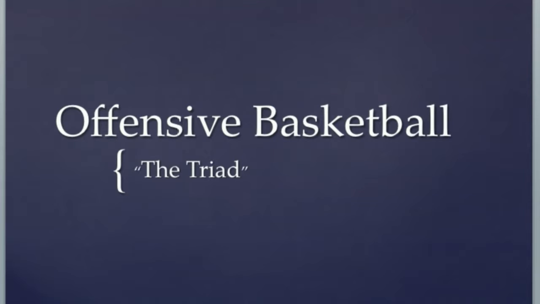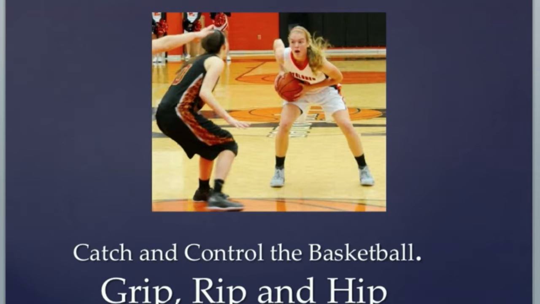As previously introduced, we are going to discover what the triad is for offensive basketball. What are the three most important things we need to do each and every time we are in possession of the ball? The first one is to catch and control the basketball, and we have a simple saying: grip, rip, and hip. You can see this player here has excellent control of the basketball. Her hands are on it firm, and there's no way it can be stolen. She's looking at her opponent, reading her to see what opportunities she has as an offensive player.